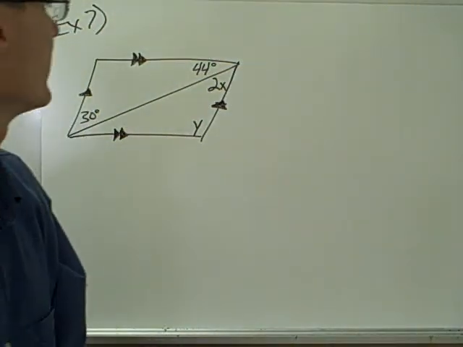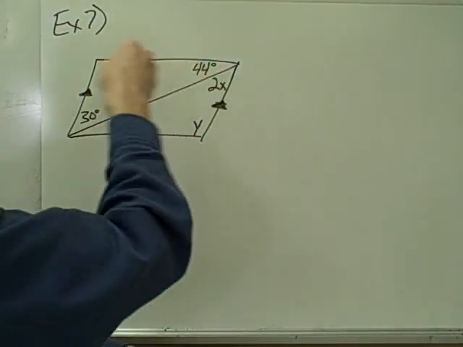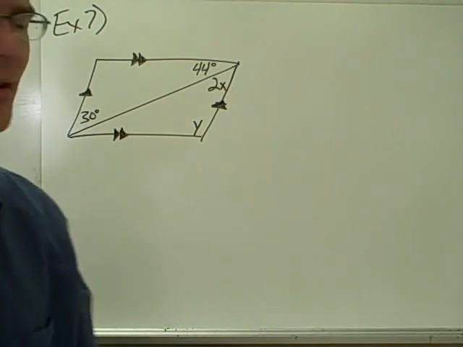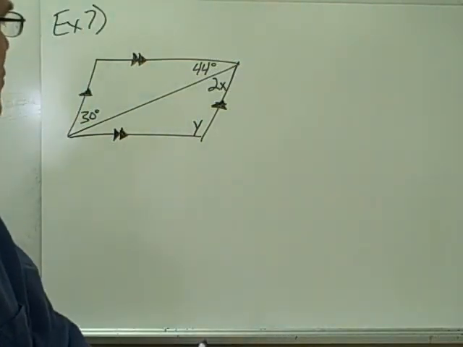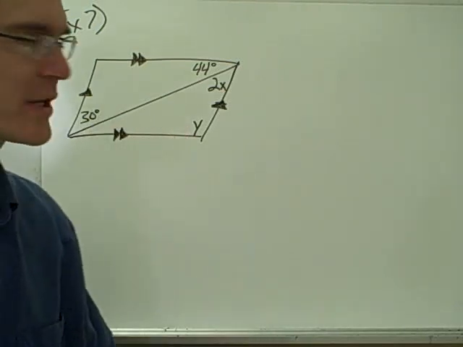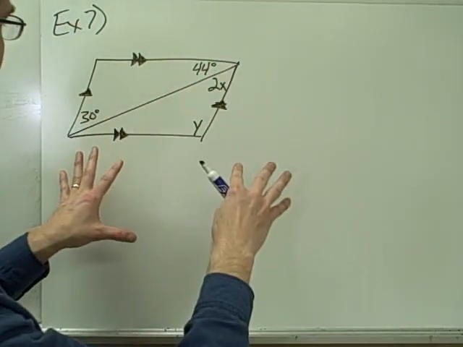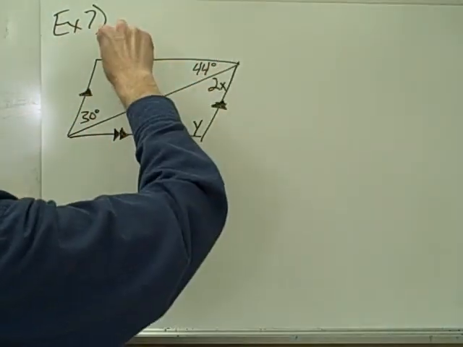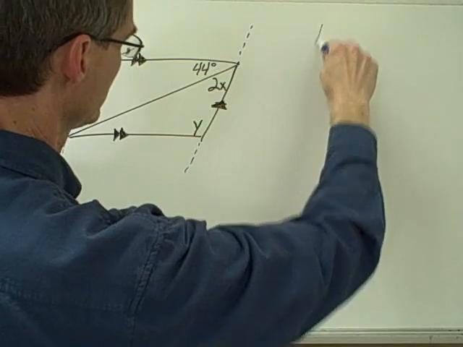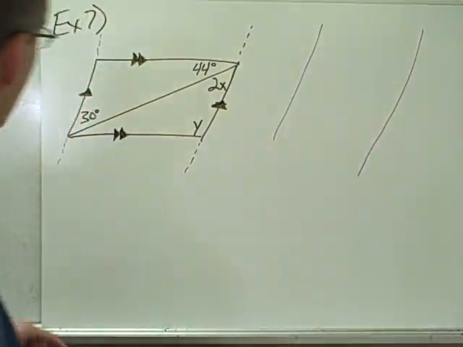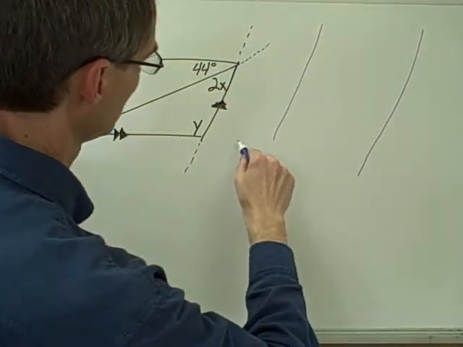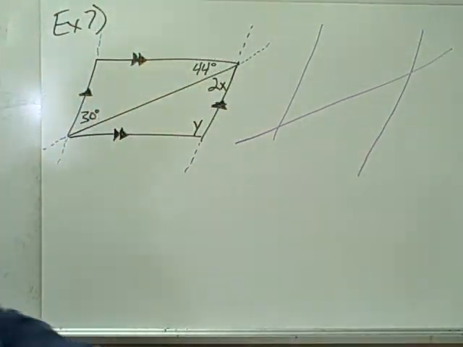Okay, example number 7. So here again I have a four-sided figure, and I've got a diagonal drawn in here. This looks a little different from the pictures that we've had so far as well. So what I'm going to do is redraw this, and in fact I'm only going to redraw a part of it so that I don't get confused by all this stuff going on. How about if I just redraw this set of parallel lines and this diagonal line, and I'll extend those as well.